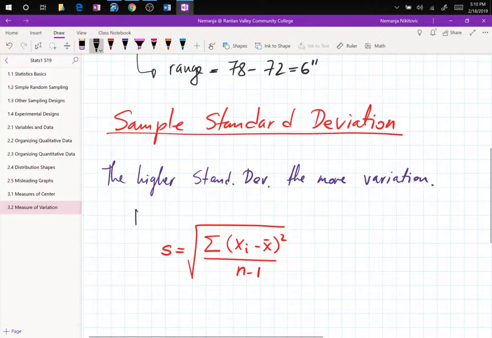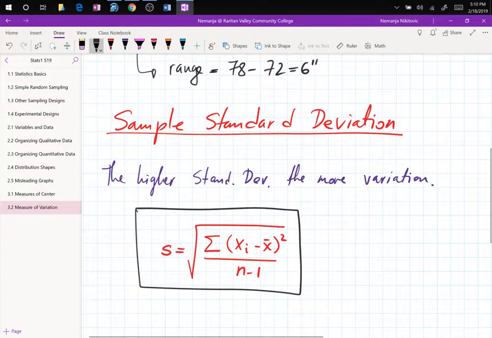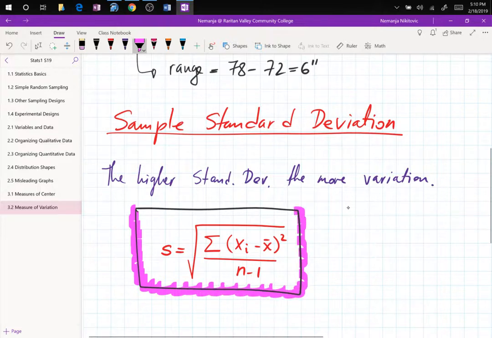This is the formula that we will be using. Put some barbed wire or something around it. Make sure it doesn't escape your notebooks.